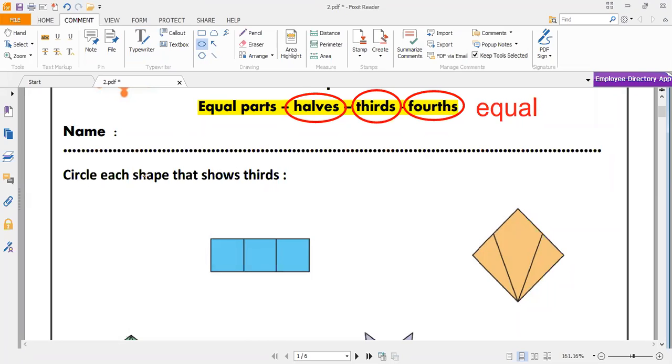Circle each shape that shows thirds. Yeah. So we're going to circle the shapes that show thirds. And we said thirds means three equal parts. Equal parts. Three equal parts.